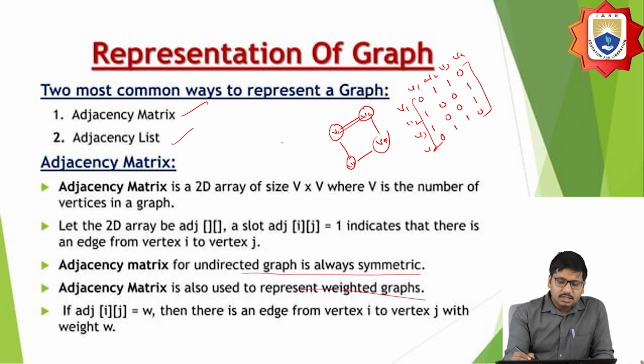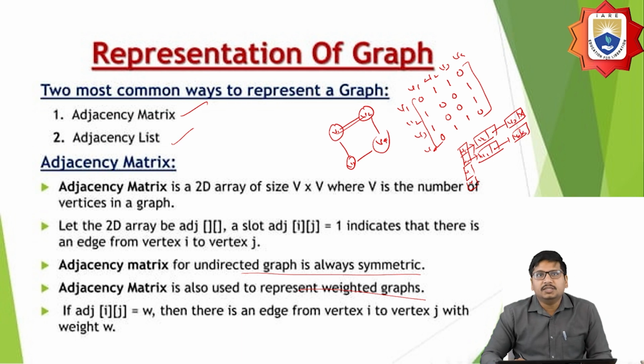Similarly, for the adjacency list, we are going to have a set of vertices, v1, v2, v3 and v4. For v1, we are going to have v2 and then v3. For v2, I am going to have v1 and then v4. Like this, we are going to represent the adjacency list of the given graph.